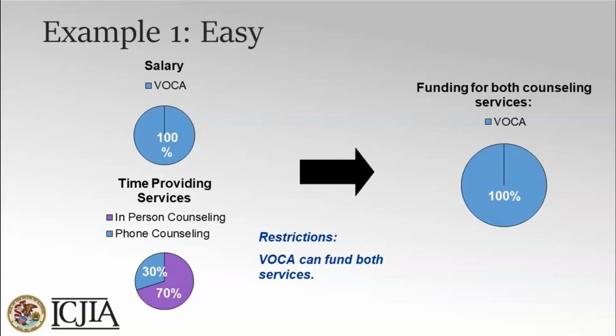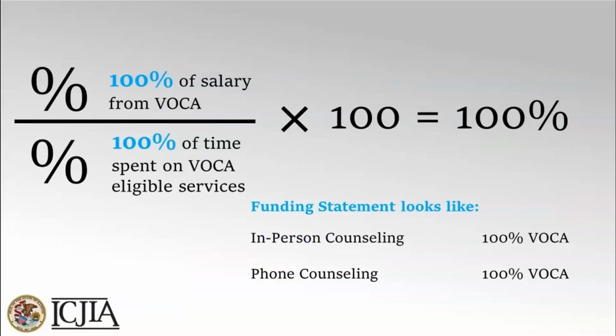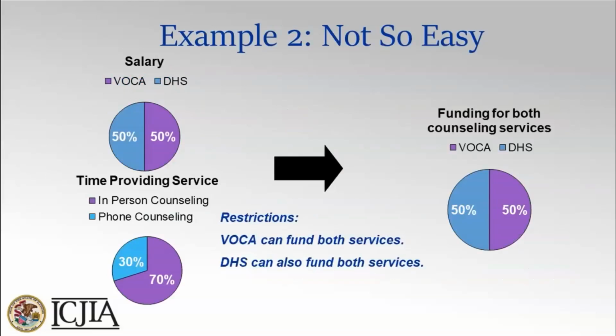So to show the math behind that calculation, here's my numerator. 100% of this person's salary comes from VOCA. Looking back at the pie chart, we know that 100% of their time is VOCA eligible or VOCA fundable, because remember, she spent 30% of her time on phone counseling, the other 70% on in-person counseling. That's all of her time. So all of her time is VOCA fundable. So working out the formula, 100 over 100 is 1. Multiplied by 100, we have 100%. So this tells us that for both the services VOCA will pay for, you want to have VOCA pay for 100% of that service.